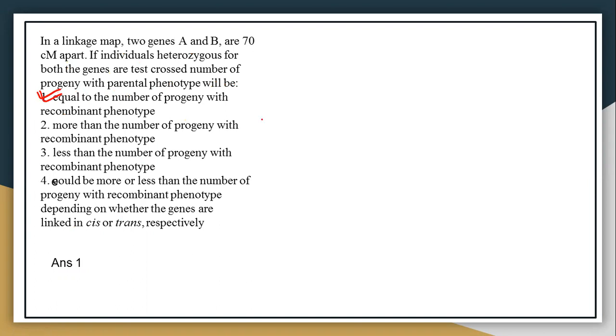Generally, we know that the maximum recombination frequency is almost 50%. Since the distance here is 70 centimorgan apart, the number of parental progeny will be equal to the number of progeny with recombinant phenotype.